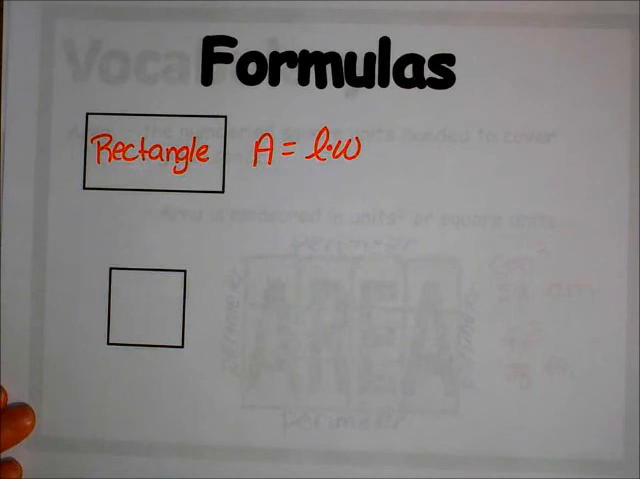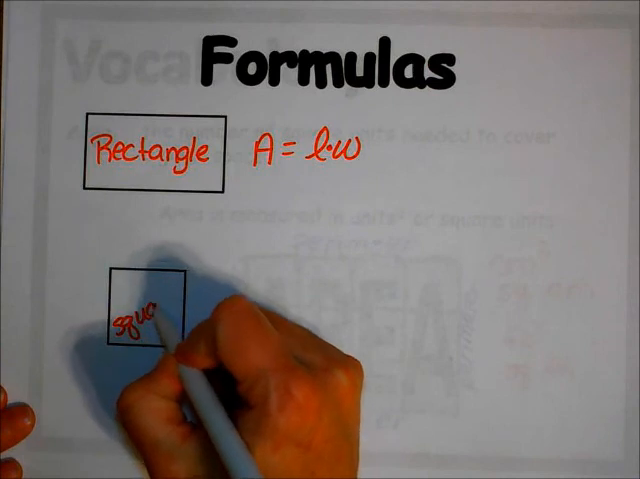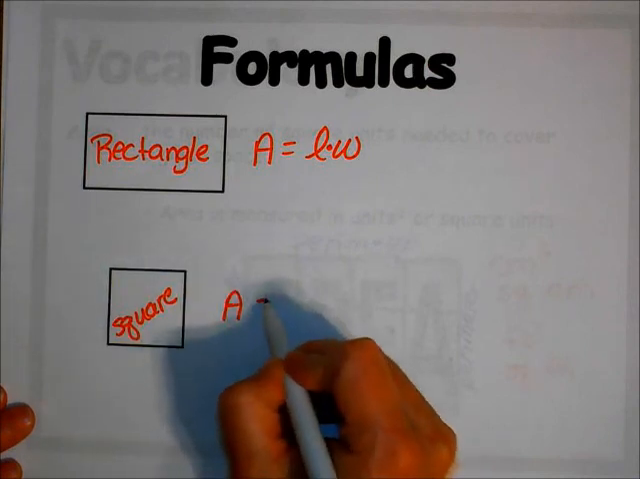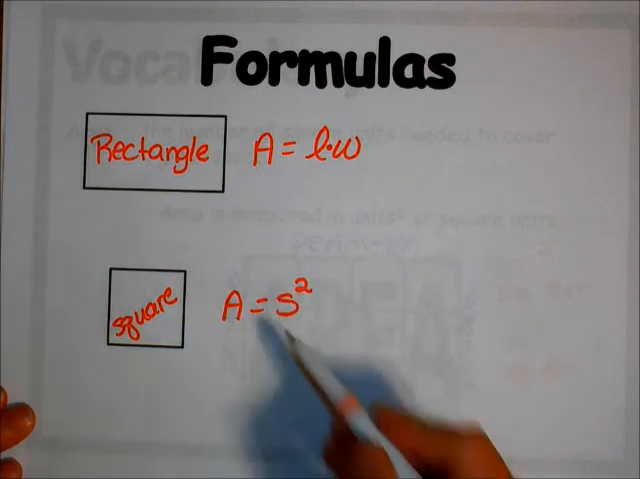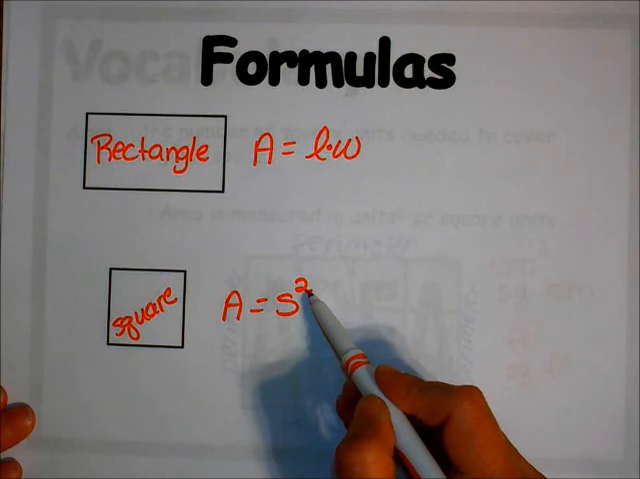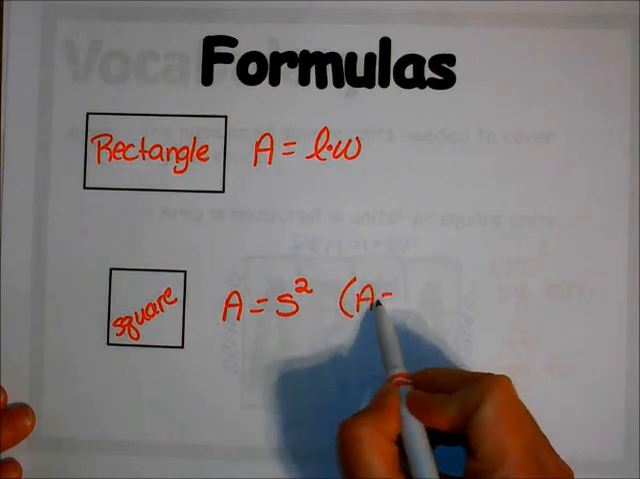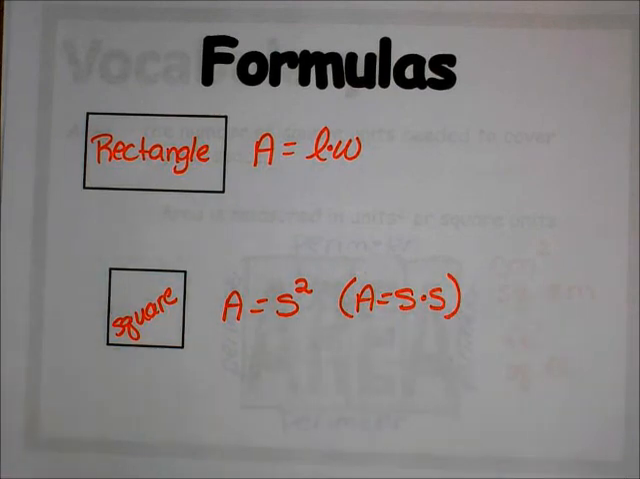The next formula we need to know is the formula for area of a square. The formula for area of a square is A equals S squared. Remember, S squared, or S to the second power, does not mean S times 2. It really means S times S.